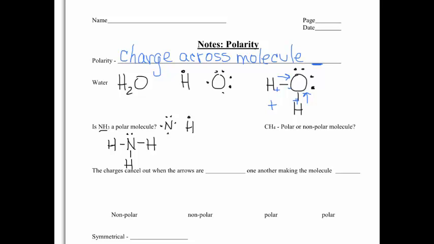Once again, you should look up the electronegativities, but I know that nitrogen is higher than hydrogen. So once again, the electrons are going to spend more time with nitrogen, leaving this end of the molecule positive and this end of the molecule negative. So it would be a polar molecule. It has polarity to the molecule.